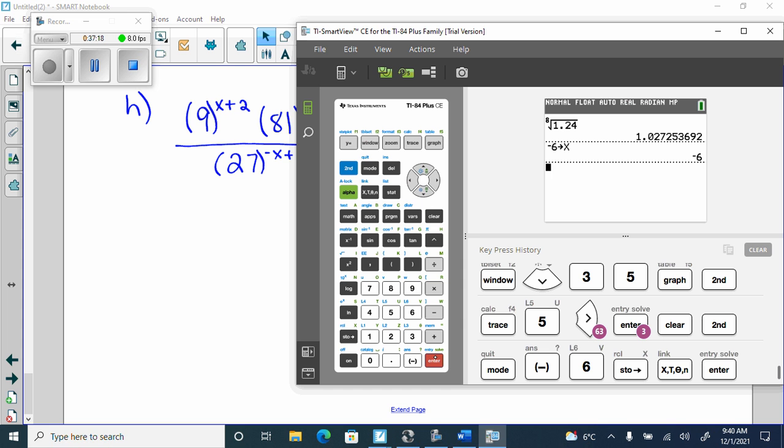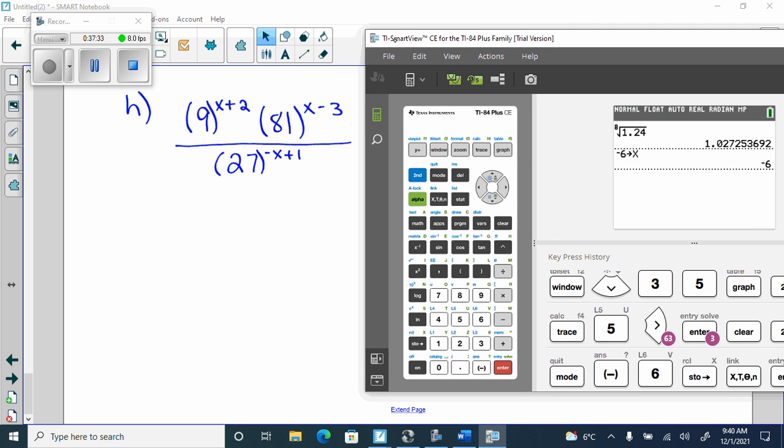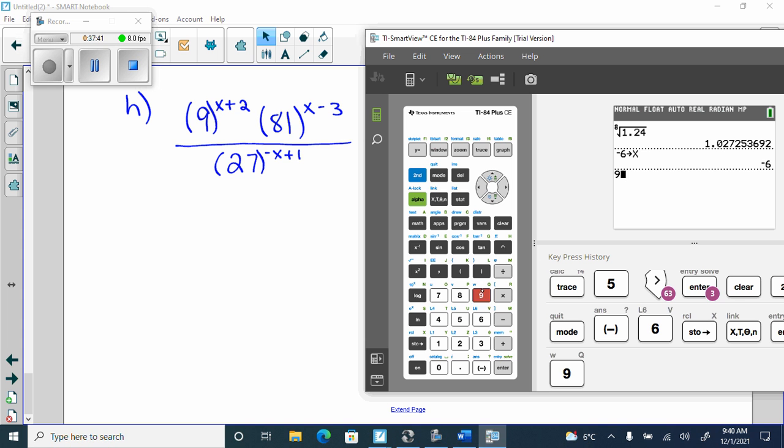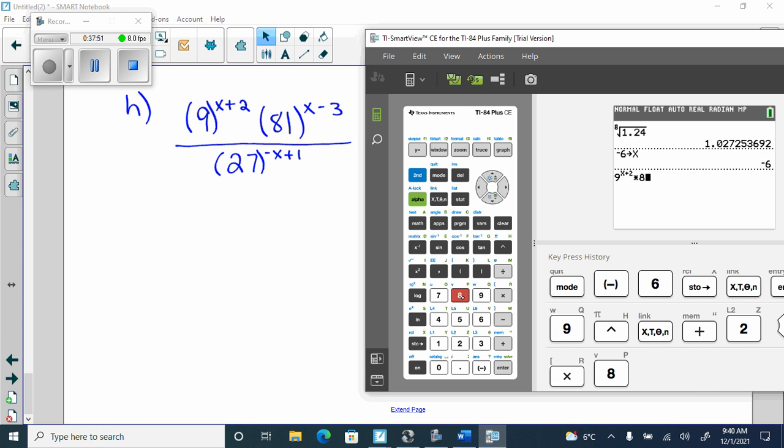If I store it as something else, it goes out. If I find an intersection, it leaves. If I calculate a max or min, that's the new X, because I'm just storing it as X. If you store it as a different variable, it will actually stay. But we're going to type in the actual main part here. I'm going to stay in my main screen, and I'm going to go 9 to the exponent x plus 2. I'm literally typing it in with x's now, because I stored x as -6. And then times 81 to the power of x minus 3.